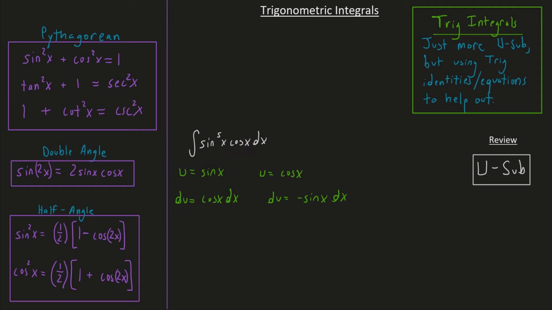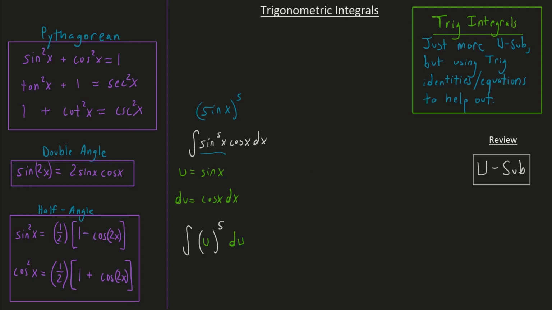And if we take a look at our u is equal to cosine, du is equal to negative sine. And we have a sine, but we have 5 sines. Remember, this means sine x all raised to the 5th. So we have 5 of them, but we only need 1 of them for the du. So u is equal to cosine is not a good idea.